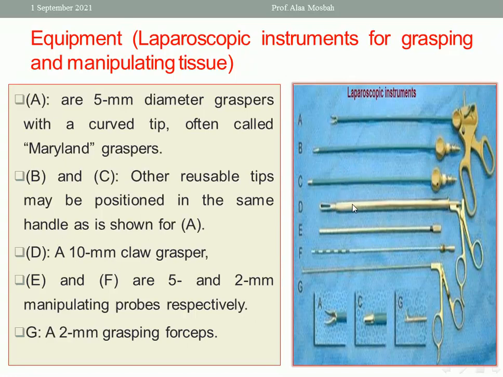The later one here is the claw grasper, used for holding a very big tissue. When we extract a big tissue from the abdomen, we hold it by the claw. It is 10 millimeter diameter. The next one, F and E, is probe. Manipulating probes, 5 and 2 millimeter. The last one is grasping forceps, 2 millimeter in diameter.